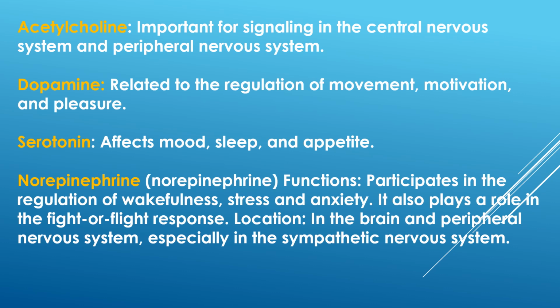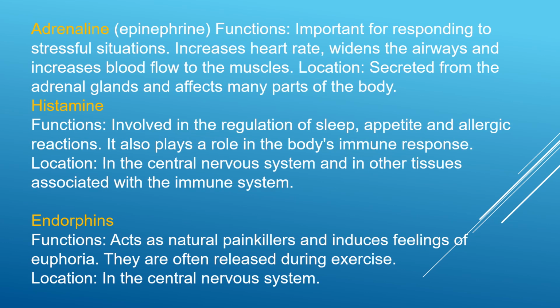Location: in the brain and peripheral nervous system, especially in the sympathetic nervous system. Adrenaline, epinephrine. Functions: important for responding to stressful situations. Increases heart rate, widens the airways and increases blood flow to the muscles. Location: secreted from the adrenal glands and affects many parts of the body.